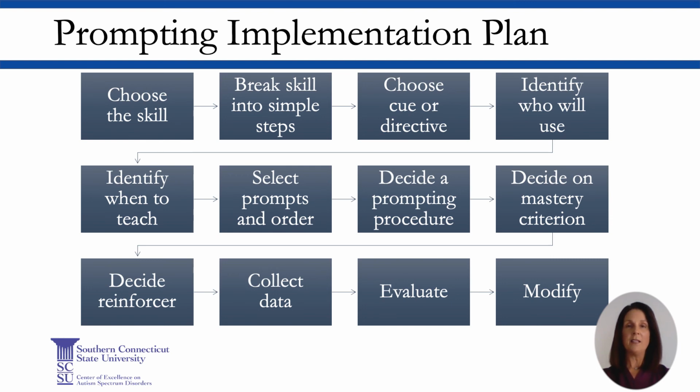And then after that, you'll collect data on how the student is doing, and then you'll evaluate the data. Once again, we'll be looking at the number of correct, if that's improving over time. And we also want to find out if their independence is increasing over time. And if it's not, we want to make sure that we modify the plan to fit the student's needs. You can modify any part of this prompting implementation plan to make the prompting plan effective for your student.